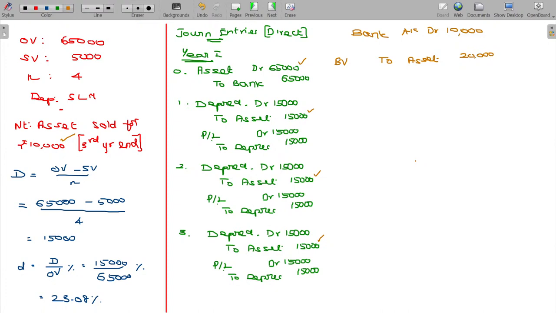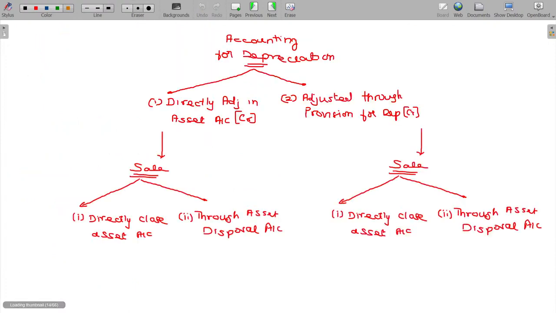Book value. Loss. So you can directly debit the loss. Loss on sale of asset debit, 10,000. This is what about the accounting of depreciation. So what I followed here is direct adjustment in the asset account while depreciating, and while selling it is also directly adjusted. So this is the format I have followed. Is that clear?